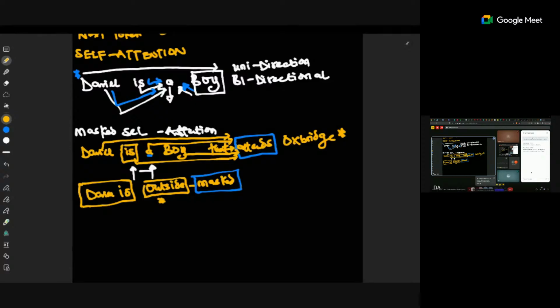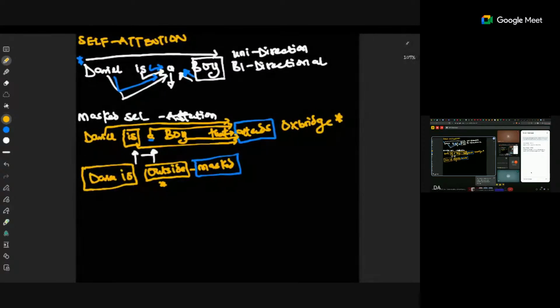Each of these words themselves contributes to the word attends, which means that when we are predicting for the word boy, it is Daniel, is, and a that will contribute to the prediction of boy.